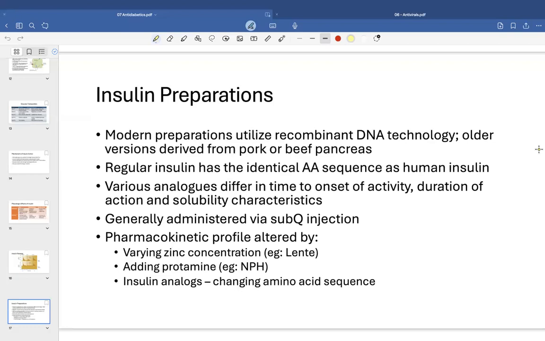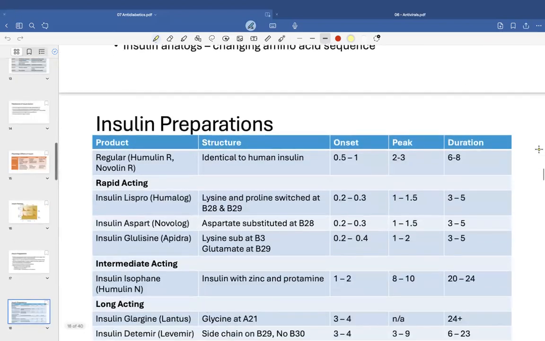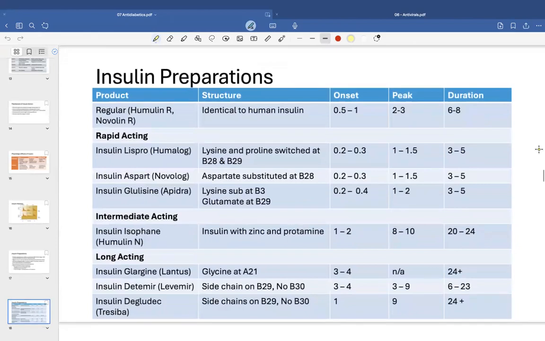All right, so here are the products. These are the ones that are currently being marketed, and these are the basic forms. Now, there are going to be some modifications to these in different pharmacologic products, but this is the basic menu we're working on.